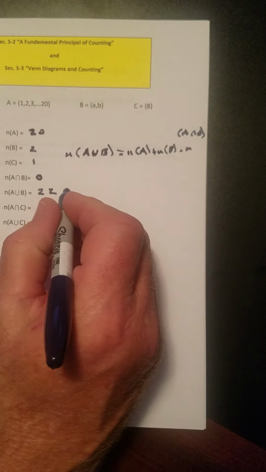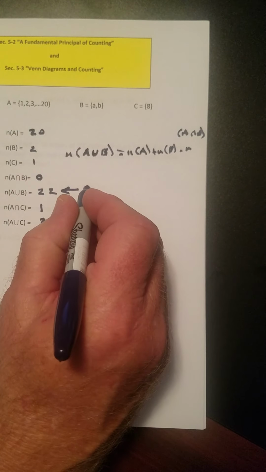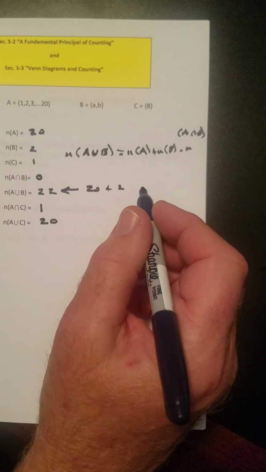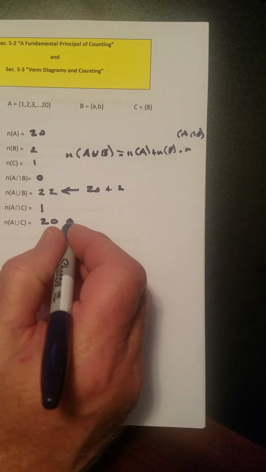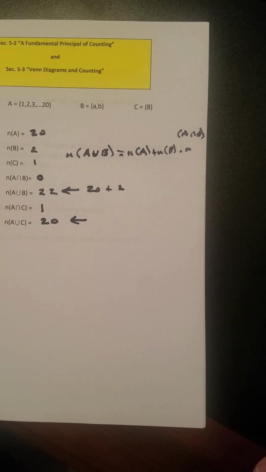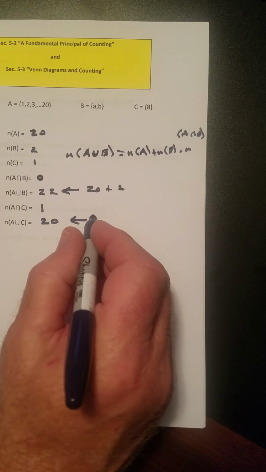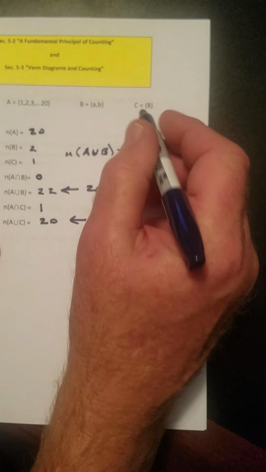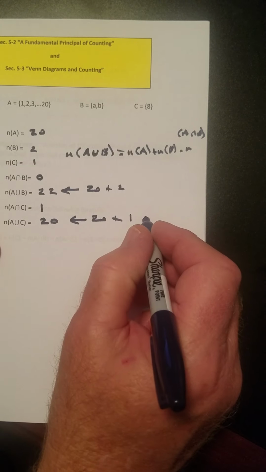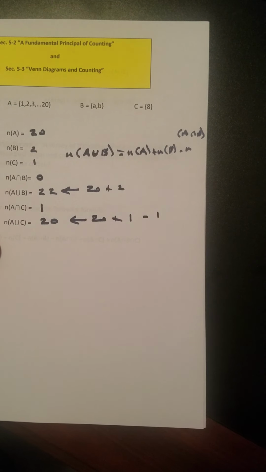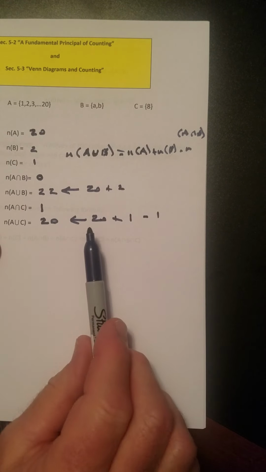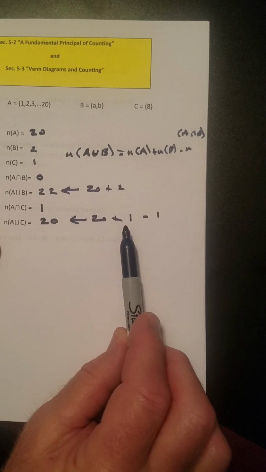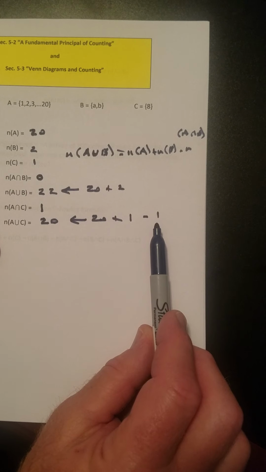So on this one, I took the 20 plus the 2, but there was nothing in the intersection, so I didn't have to worry about it. On this one, there were things in the intersection, so I took the 20 from A plus the 1 in C, but since the 8 was counted twice, I had to subtract the 1. That's what this formula tells you. That's the number in A plus the number in, in this case, C, minus the number in the intersection of A and C.